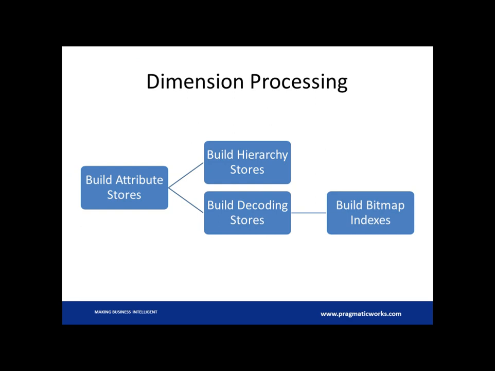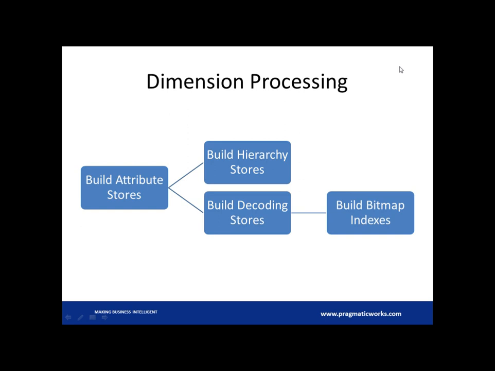So dimension processing. To go into an overview of this, the four steps that make up dimension processing are building attribute stores. The attribute stores are what contain the actual member values in the attributes of a dimension. Then we have hierarchy stores. We have decoding stores. Hierarchy stores store the hierarchy of membership, so user hierarchies and things like that. That's where this information is captured.